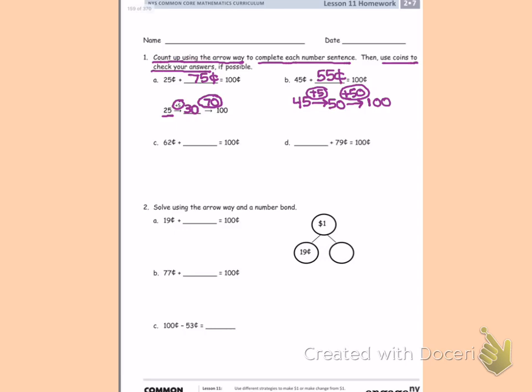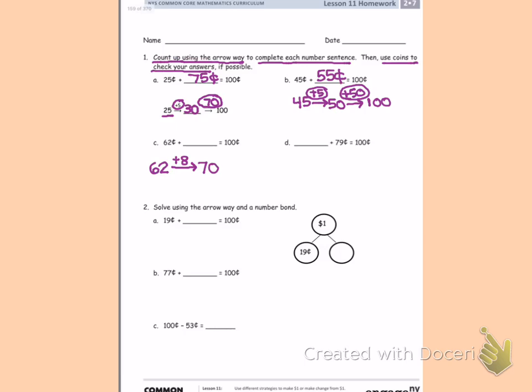Item C says 62 cents plus blank equals 100 cents. I'll write down 62 cents, or I'll just write 62. Now if I have 2 ones, how many more ones do I need to get to the next 10? That's 8. So I need 8 more ones. That brings me to 70.